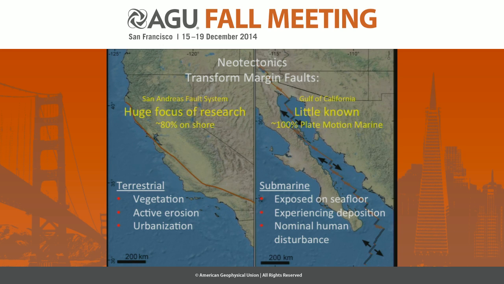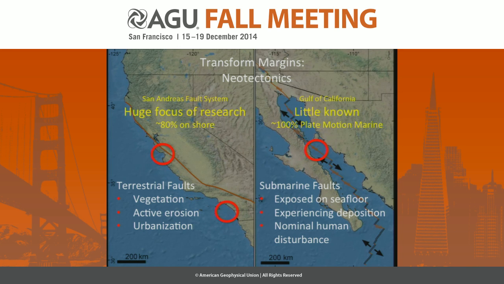seafloor. In some places, we can study the movements on land along a plate margin because it is exposed on land. In other places, we simply can't get into the neotectonics without going into the marine realm, because in the case of the Gulf of California, for example, 100% of the plate motion is taking place offshore. Now, what I'm going to do in this talk is just give 3 examples of our efforts to look at this problem. First, an example of the deformation in the floor of the Gulf of California.